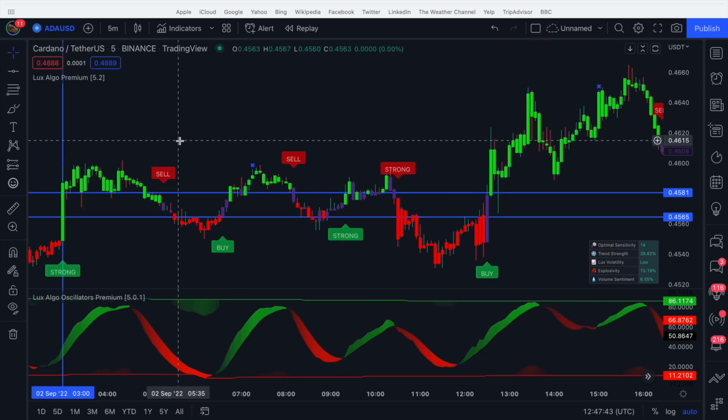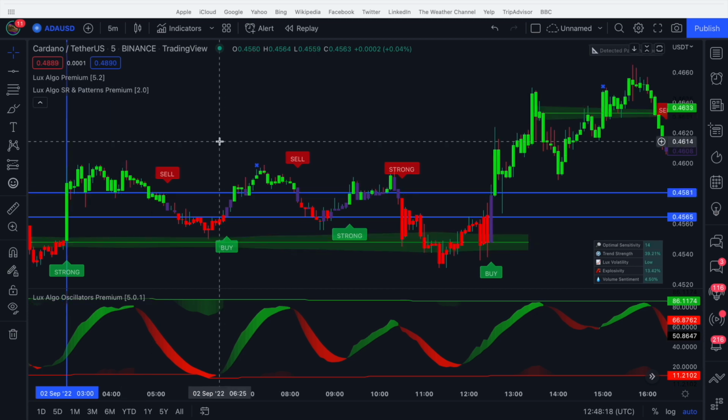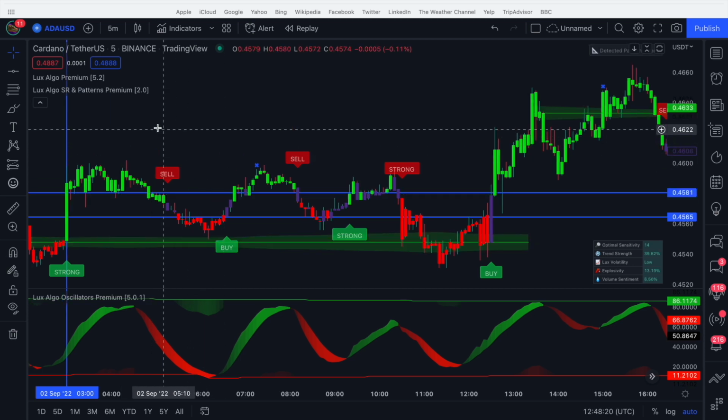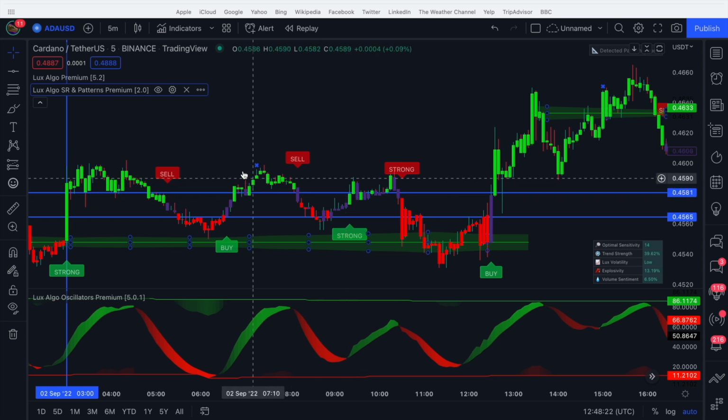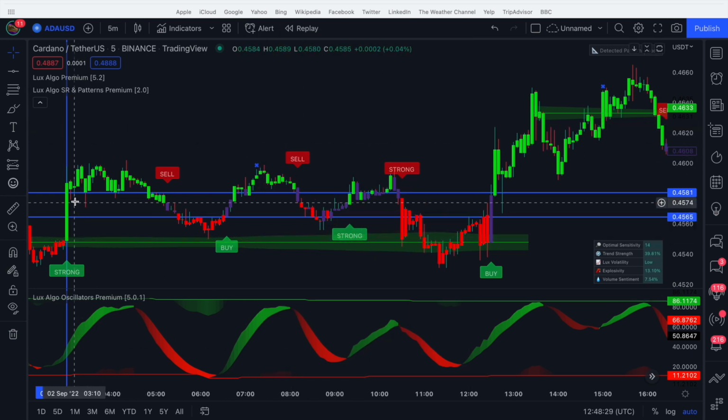And of course, because they're trend based, they can appear after a large move, and after large moves we do sometimes see retracement. So waiting for a retracement is very, very nice. We could also, for example, load up liquidity sweeps in LuxAlgo SR and Patterns Premium. You can do this by opening the settings, selecting liquidity sweeps. I have mine set to 5 as usual. We get our signal. We know there's going to be some kind of retracement.